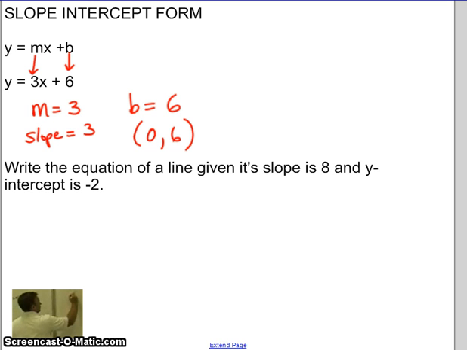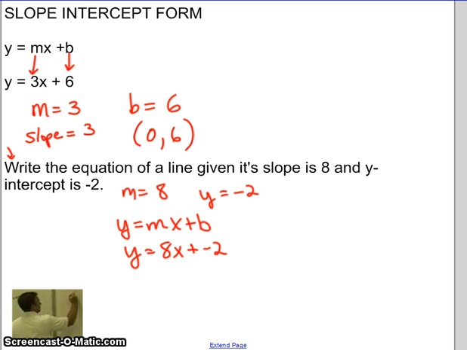Alright, so if I were to write an equation of a line given its slope is 8 and its y-intercept is negative 2, all I would have to do is, I know m equals 8 and b equals negative 2. All I would have to do is sub in those values into y equals mx plus b. So y equals 8x plus b, alright, plus negative 2, or I could just write y equals 8x minus 2.